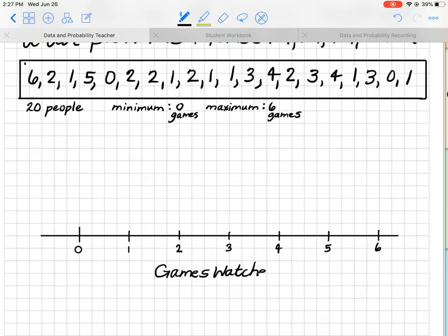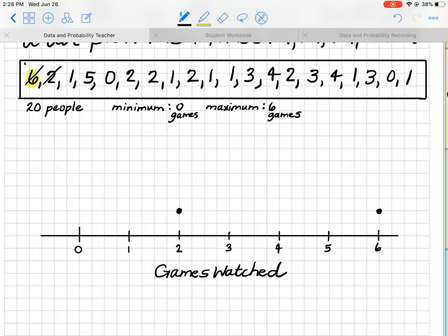So I walk up to the first person and I said, how many baseball games did you watch last year? And she tells me that she watched 6 games. So on my dot plot, I'm going to put a dot above the 6. So that's the first person that I talked to. The second person said she watched 2 games. So each of these dots represents one person whom I spoke to. And I'm going to cross these off as we go just so I don't count anybody twice.